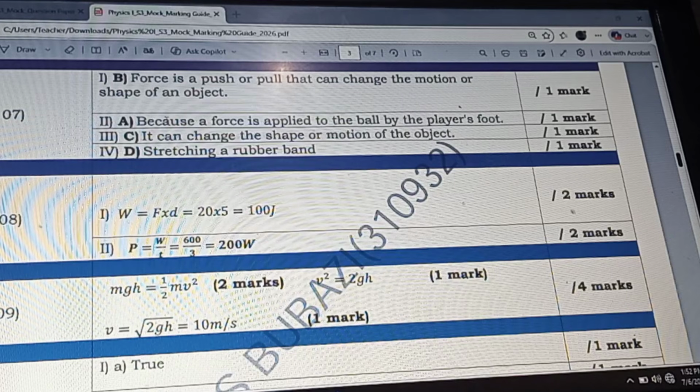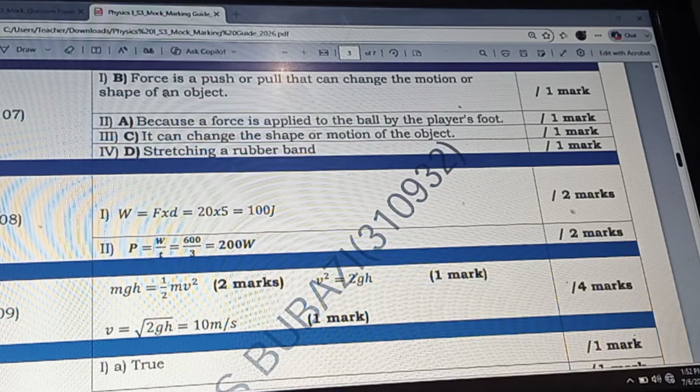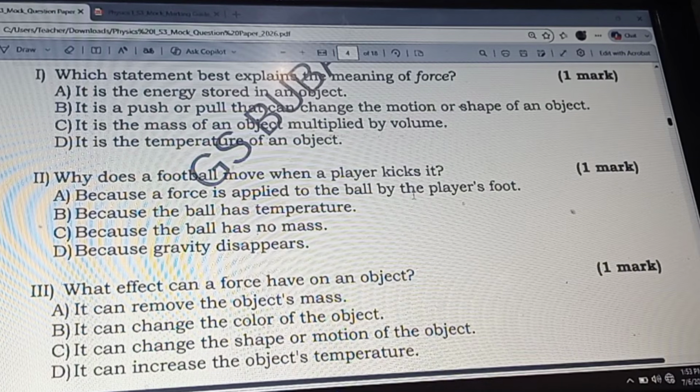This is the marking guide. A, because a force is applied to the ball by the player's foot. We see a force is a push or pull that can change the motion or shape of an object. Means that when we kick a ball, the ball can change the motion or continue to move. Means that the correct answer is this one, A, because force is applied to the ball by the player's foot.